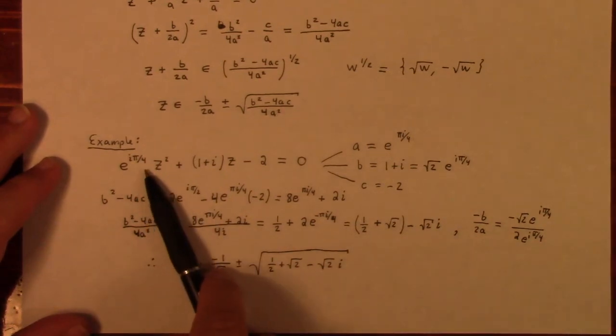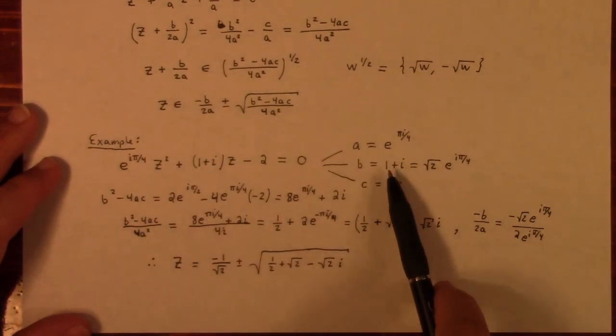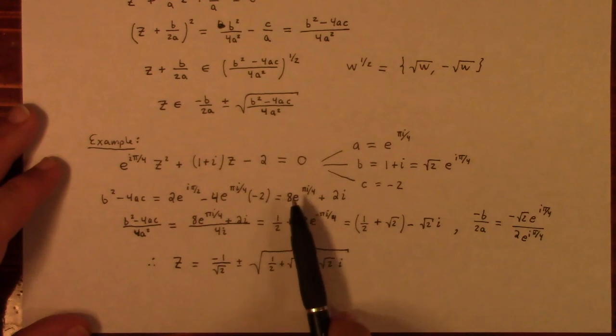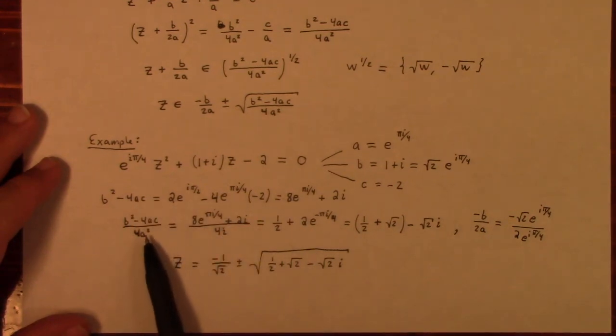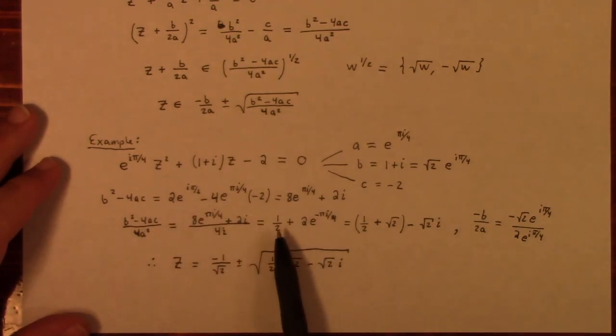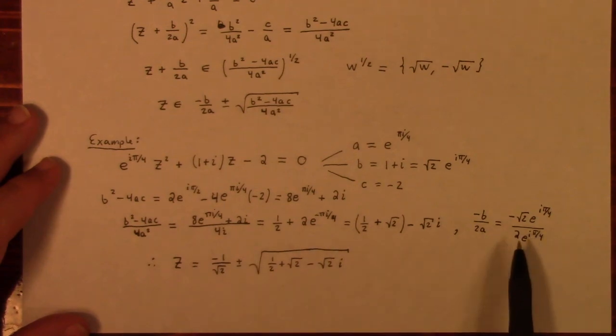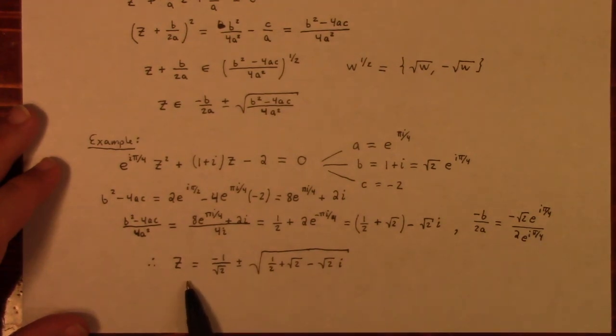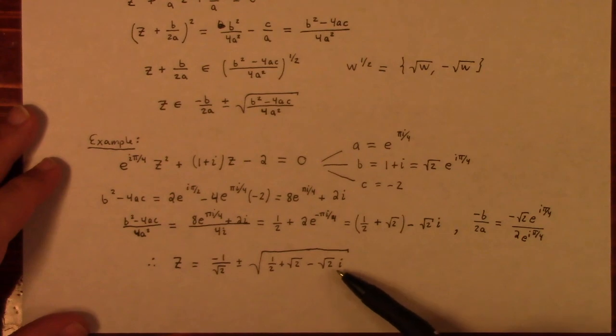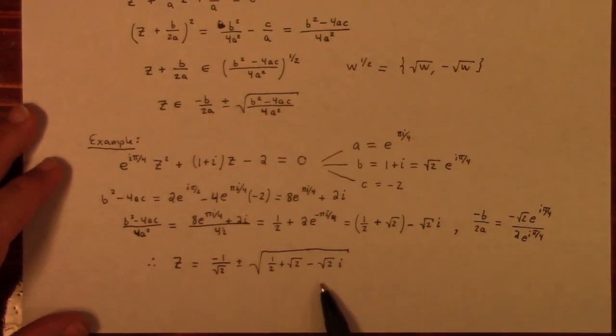If this is my quadratic equation, I get this a, b, and c. Here's the discriminant, here's the thing inside the square root, which ends up giving me this, and if you sort through it, I get z is minus 1/2 plus or minus the square root of 1/2 plus the square root of 2 minus the square root of 2i. So the quadratic formula still makes sense for complex polynomials, but to be more explicit, you'd actually have to put this into polar form, and then you could calculate it.